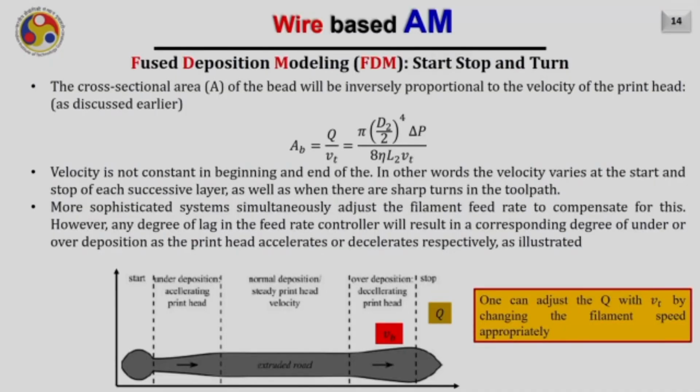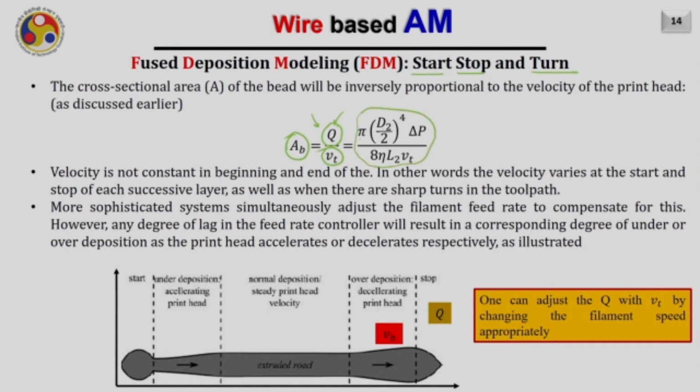Now let us try to understand what happens when the nozzle starts, stops and takes a turn. The cross sectional area A of the bead can be easily obtained by using this formula, which says A_b equals Q, where Q is the volume flow rate, divided by the velocity of the head. We have already seen this. As a result, your formula will be like this.